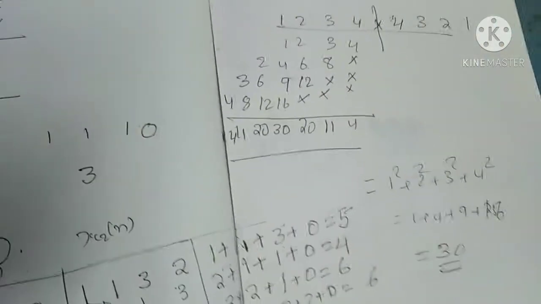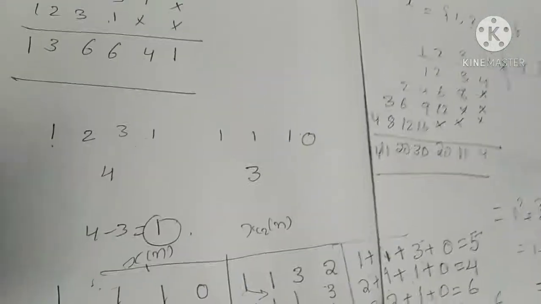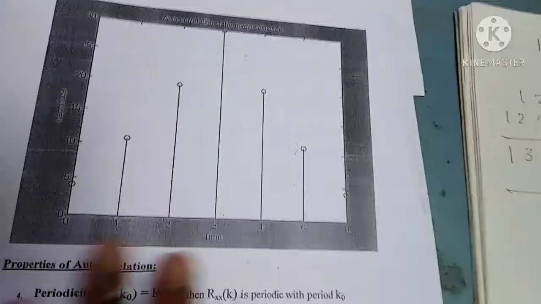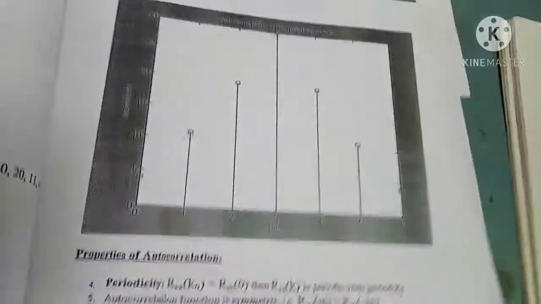So the middle sequence will give the energy of the given signal. Like that, so many other properties are there, symmetric property is there. This property should be mentioned while writing the program. So next we will go for cross correlation.